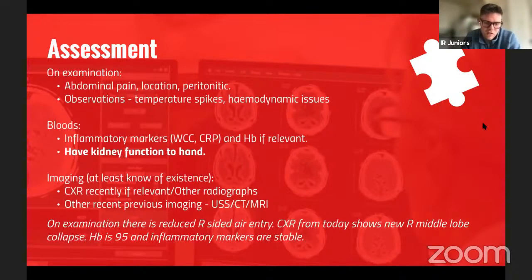In this case, on examination there was reduced right-sided air entry, and the chest x-ray shows that there's new right middle lobe collapse, and her hemoglobin is stable despite the fact that she's had this hemoptysis.